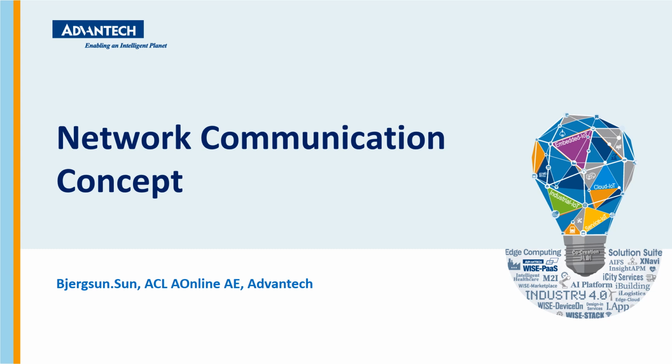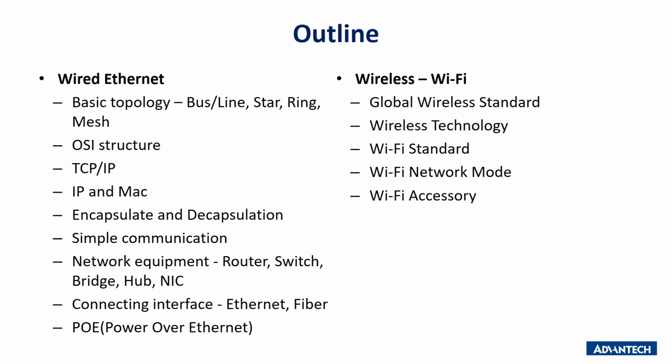In this topic, we will talk about the network communication concept. First of all, we are going to explain the basic concepts of Ethernet, including basic topology, OSI structure, TCP/IP, and MAC address. Then, we will introduce how data is sent through the Internet by encapsulation and decapsulation. Third, network equipment is introduced, such as a router, switch, bridge, hub, fiber, and power over Ethernet function.